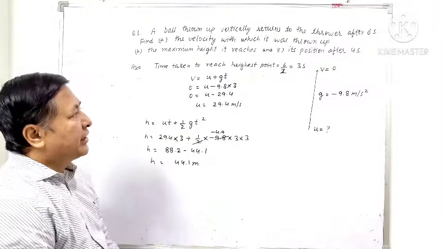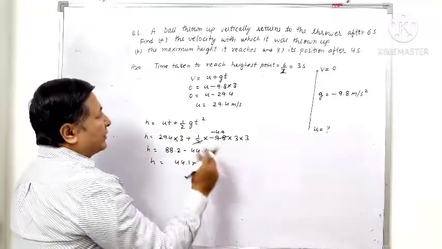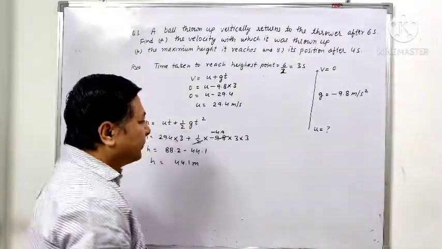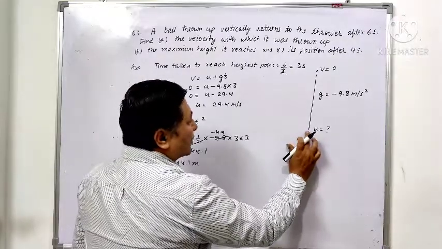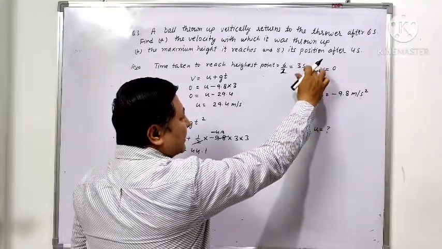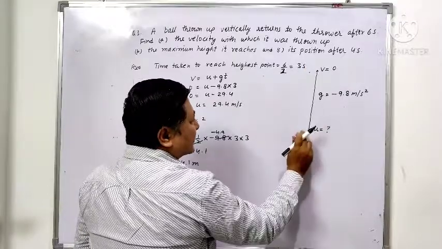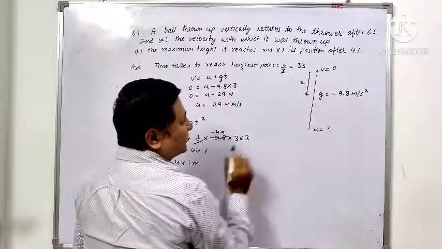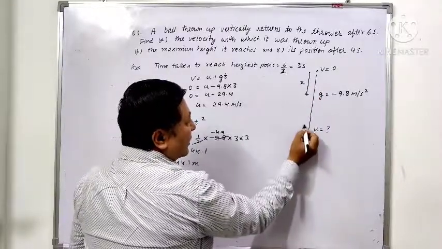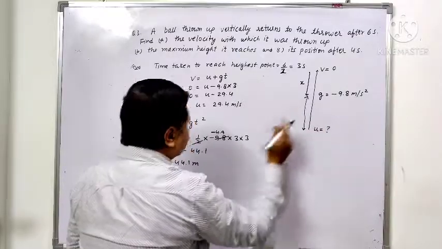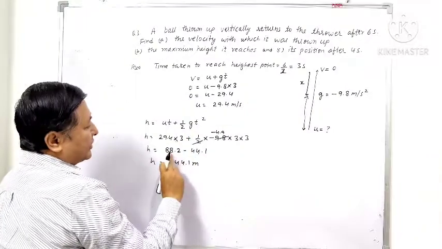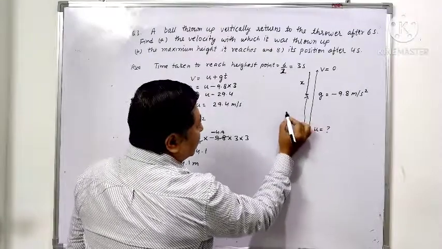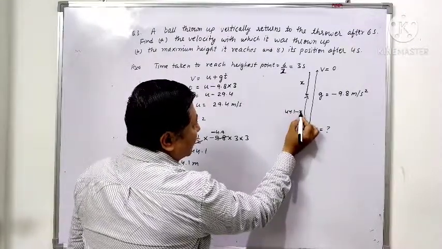Now one more thing we have to find is the position after 4 seconds. This is the first part we have done, and this is the second part. Now we have to find its position after 4 seconds. In this question, 3 seconds it takes to reach the highest point, and then it will start falling. Let's say for 3 seconds it goes up, and for 1 second it falls down, and we'll take that distance as x. So the remaining distance from the ground, the total distance we have calculated is 44.1 meter. So from the ground it will be 44.1 minus x.